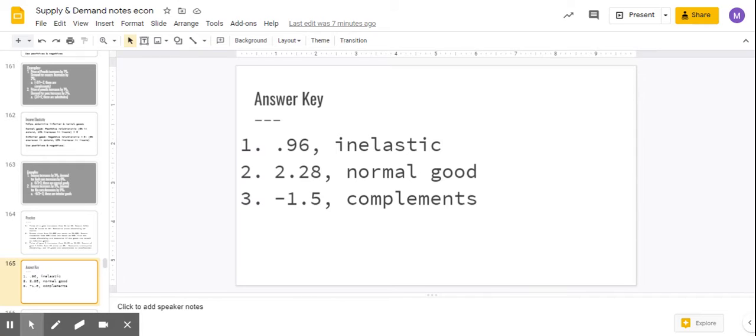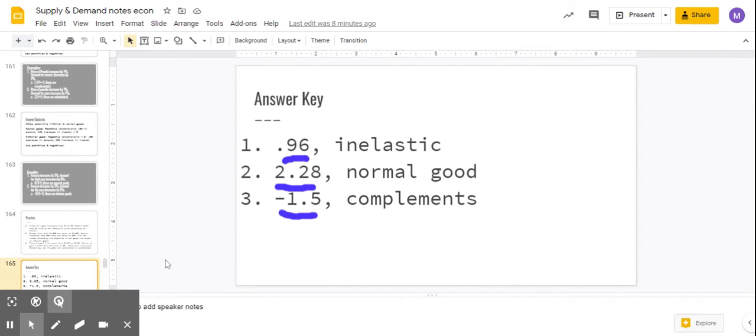You should have gotten this. So remember what these values mean, guys. For every 1% increase in price, demand falls by almost 1%, so it's slightly below unit elastic. So demand is inelastic. For every 1% increase in income, people's demand for this good increases by almost 2.33%. That's what that number means. This is a normal good because it's positive. Number 3 is negative, just like I mentioned. For every 1% increase in price, people's demand for the other good or service falls by 1.5%. That's what that value means.